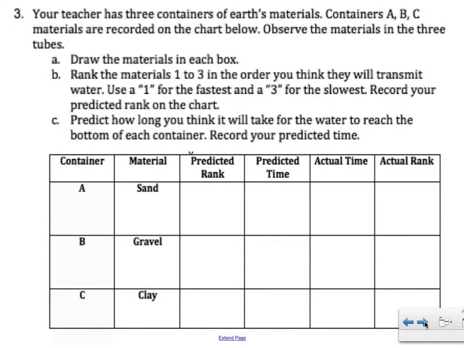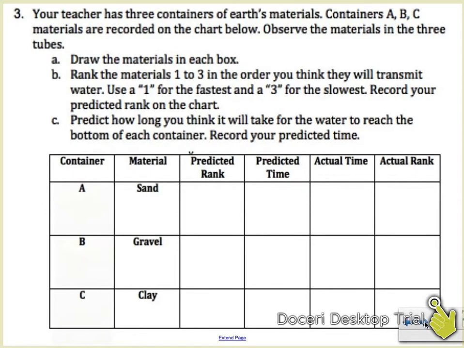Now we're going to look at a demonstration. Here I have 3 containers of materials. One container will be sand, gravel, and clay. You're going to observe the materials in the 3 containers. This should actually say container. I don't have tubes, I'm using a container here.